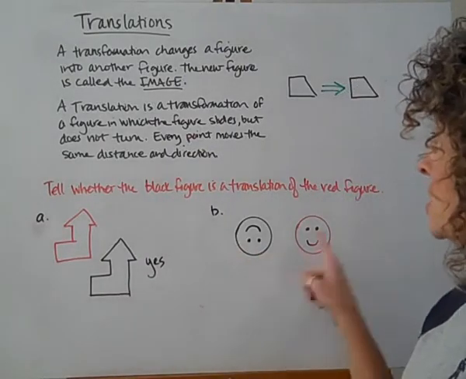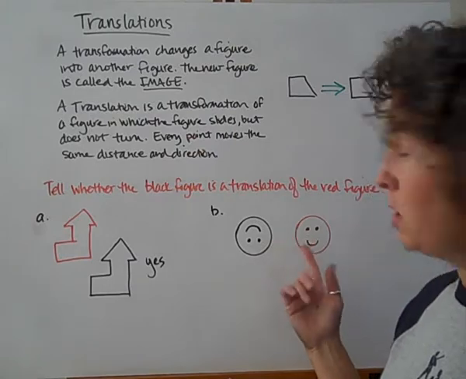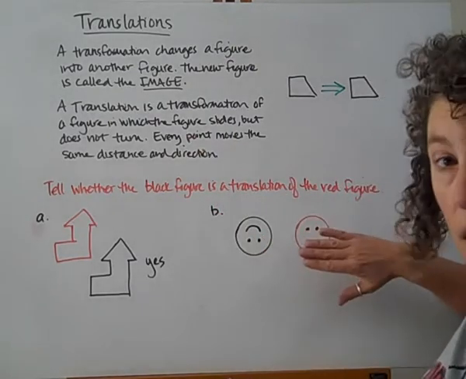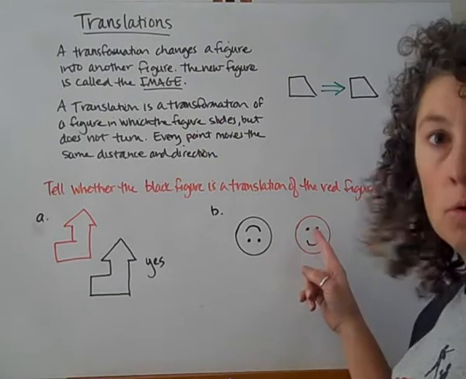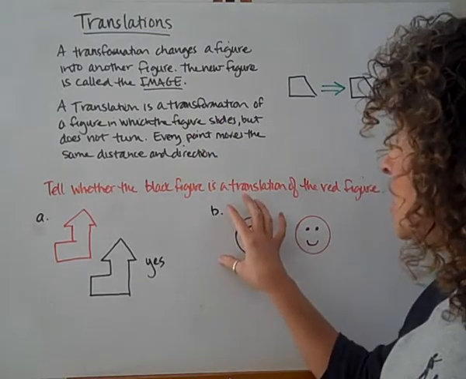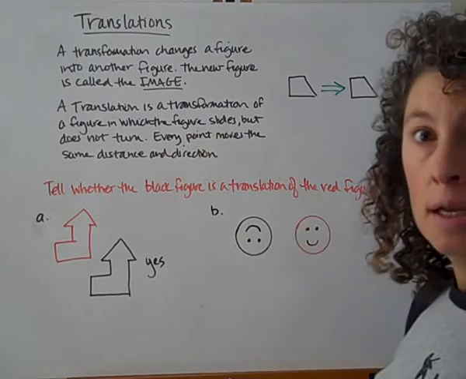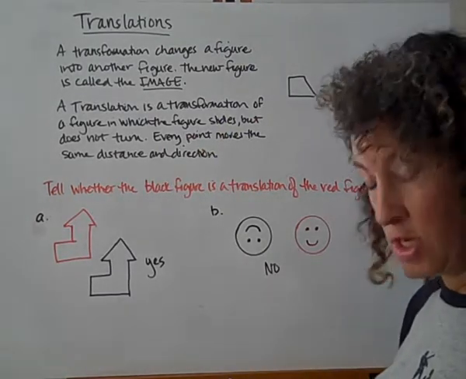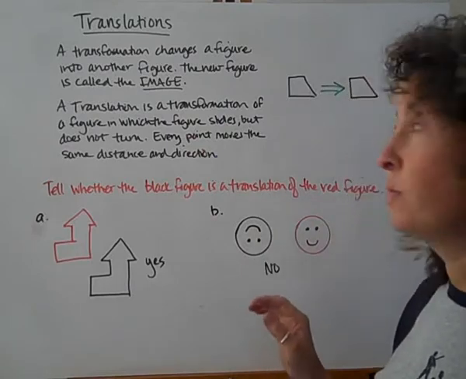B, we have two figures here. They're clearly the same figure, except there is not just a move. This one has actually flipped around. So we've had a different move done onto this. It's not just taking the original and sliding it across the area. So no, this is not a translation. It was a different type of transformation.